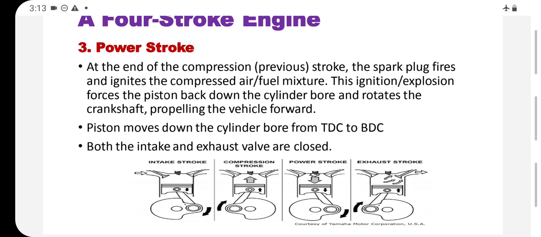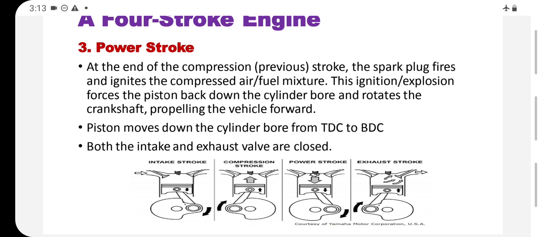But during the power stroke, both valves are closed. Look at this schematic diagram. The piston moves downward from top dead center to bottom dead center, but both valves are closed. At the end of the compression stroke, a spark takes place in the case of an SI engine.